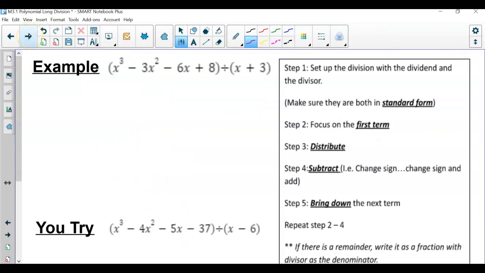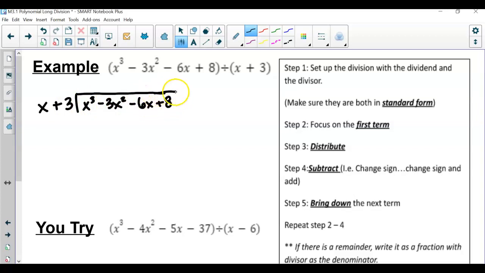So now let's get into if you had a divisor but had 2 terms, not just 1. So let's set up our division here. So our divisor is x plus 3. Then our dividend, x cubed minus 3x squared minus 6x plus 8.